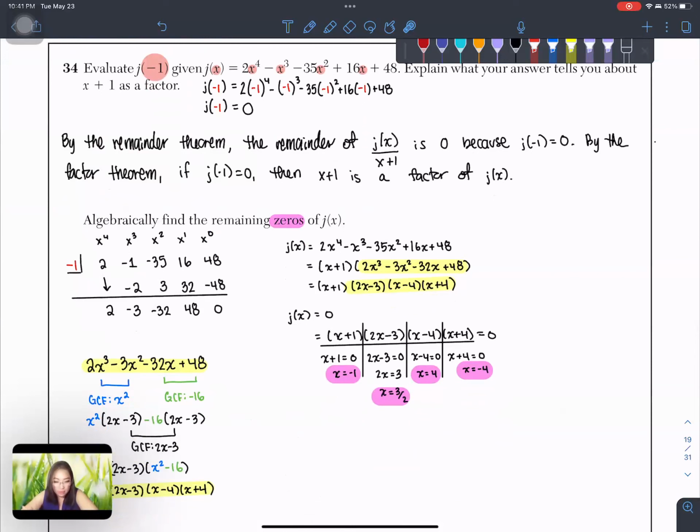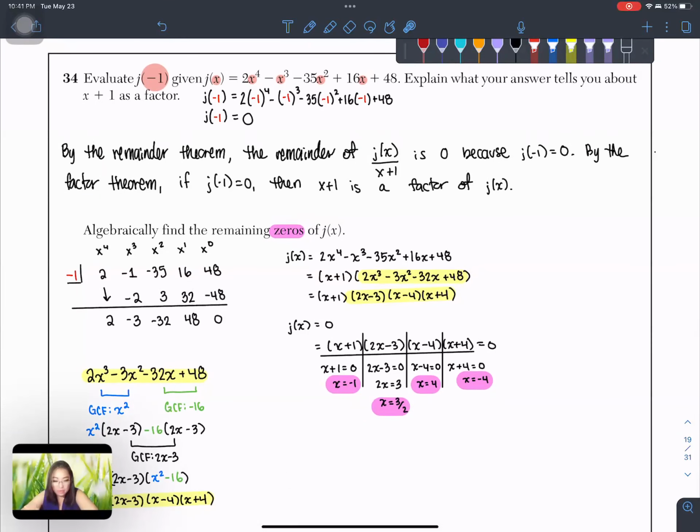Okay, so this is the remainder theorem and the factor theorem. You're going to substitute -1 into the machine because that's the first part. And that's 1 point. So that's your evidence. And then it says explain what your answer tells you. It tells us that the remainder is 0. Since the remainder is 0, then x plus 1 must be a factor. And this is by the factor theorem.